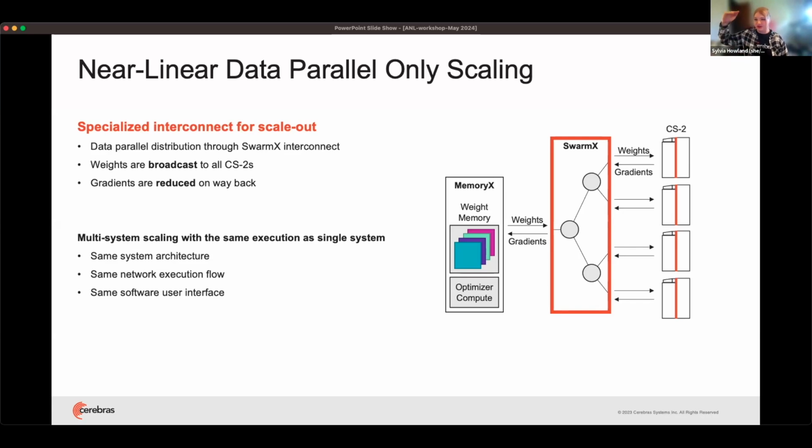It also means if we want to add in more CS2 units to scale our compute, all we have to do is slot in those extra boxes and add maybe some more nodes to the SwarmX to make sure we're continuing to broadcast and reduce as efficiently as possible. But other than that, these are all nicely disentangled from one another. And there's no difference, again, between a single CS2 or, say, 256 CS2s as far as the conceptual and practical flow of this setup. User interface is always going to be the same.